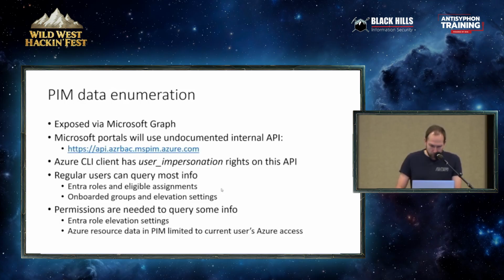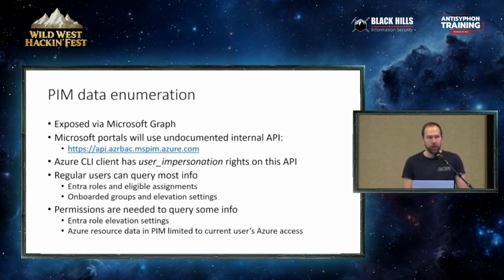Now, to enumerate this, you can use the Microsoft Graph API, but we can also use the undocumented API that Microsoft actually uses. That's the API azrback.mspim.azure.com. And coincidentally, the Azure CLI has the correct scope for this, so the Azure CLI can enumerate all this data. We don't need to switch clients. And you can query most of the Privileged Identity Management data as a normal user. We can see the Entra roles, the eligible assignments that people have, and which groups are onboarded in Privileged Identity Management and the settings with that.